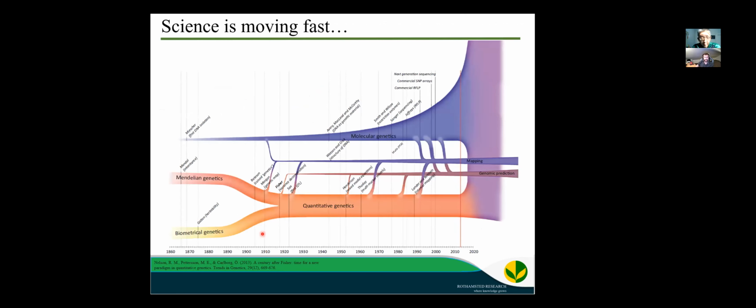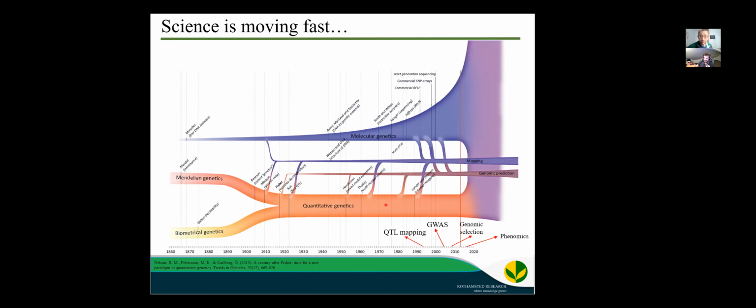I always like to bring this timeline when I have the chance. Again, science is moving quite fast. If you look at the timeline, quantitative genetics converged with Mendelian genetics and biometrics, led by Fisher, as you can see here, with all this variance decomposition in the 1920s. And of course, all these interactions between molecular genetics and the phenotypes, as you can see.